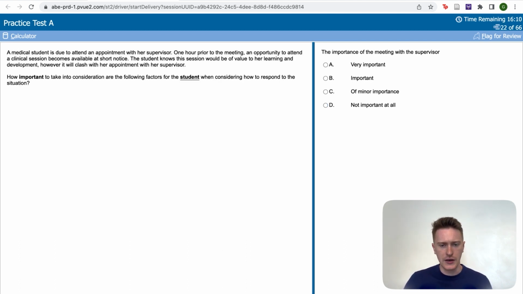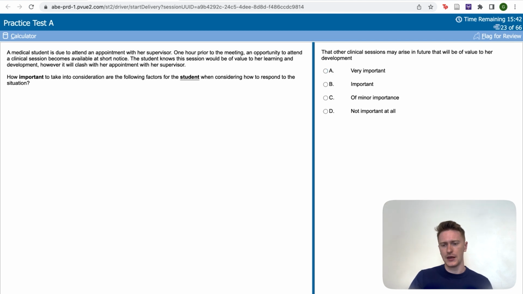Okay, now we've got a different one. She's got an opportunity to attend a clinical session. A student knows this session would be of value to her learning and development, however it will clash. Okay, so the importance of the meeting with the supervisor: very important. If this meeting was to discuss her progression through medical school, her recent exam results, clearly it doesn't matter how important that clinical opportunity is, she needs to go to this meeting with the supervisor. If on the other hand it was just to say hi, clearly the clinical situation takes priority.